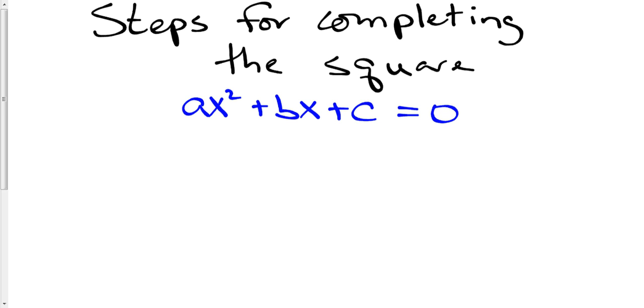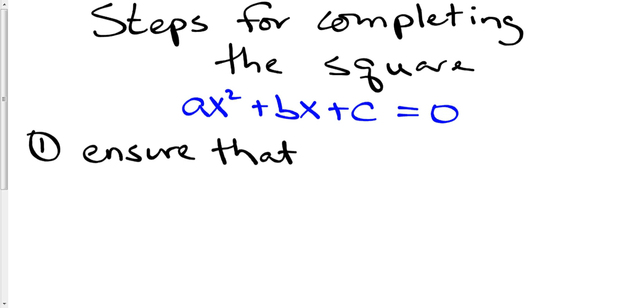So, here's the first step. 1. Ensure that a equals 1. So that number in front of x squared, I want that to equal 1. Once I have that, then I move on to step 2. Step 2 is subtract c from both sides.